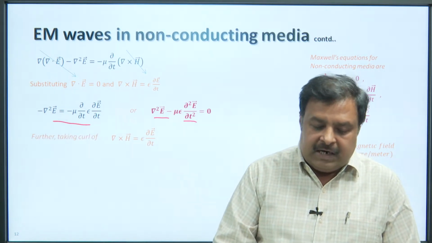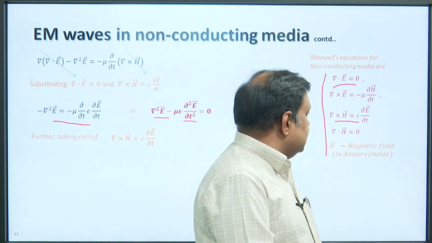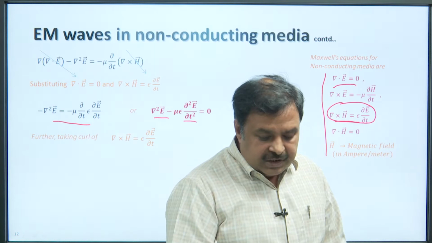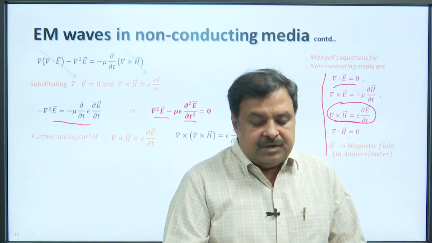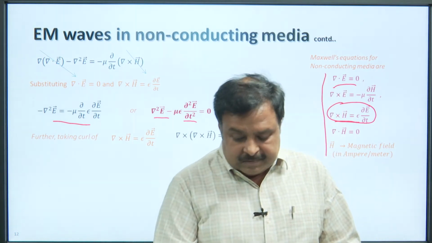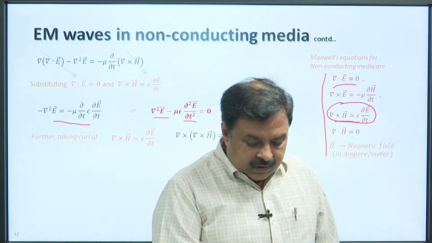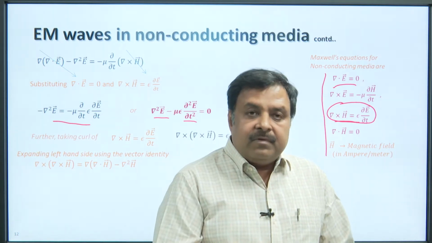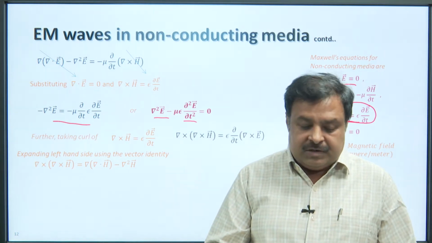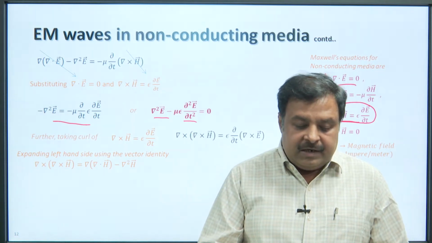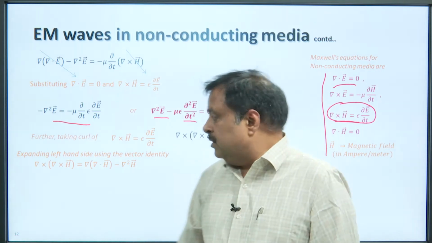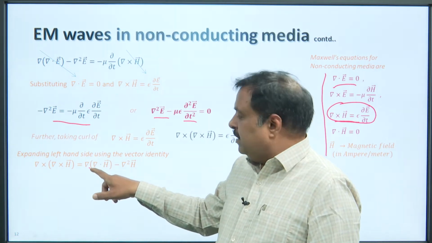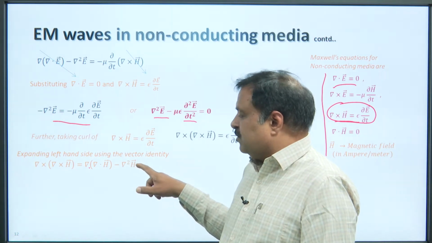If we take curl of del cross H equal to epsilon delta E by delta T, then we will have curl curl H equal to epsilon delta by delta T of del cross E. Now, we can expand the left hand side, curl curl H, by using the vector identity: gradient divergence H minus del square H.